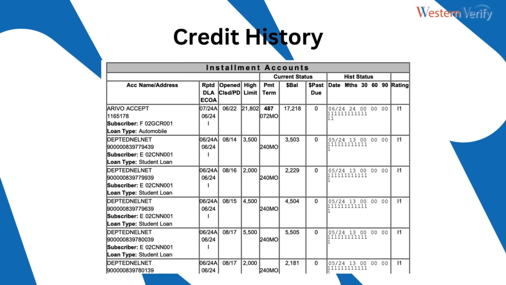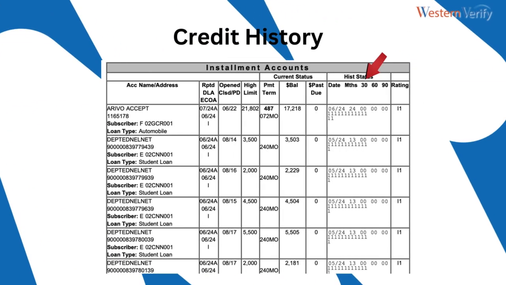Section 4. Credit history. What it includes. Account types. Details about different types of accounts, such as revolving credit cards, installment loans, mortgage, and open accounts. Account status. Information about each account's status, including whether it is open, closed, current, or delinquent.